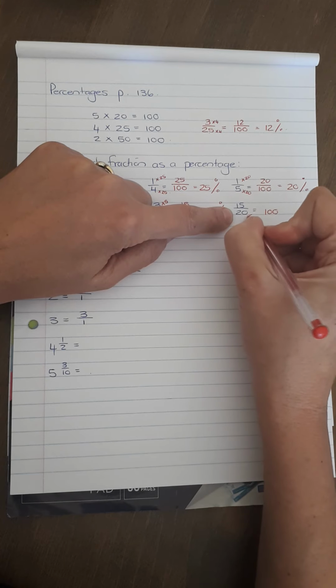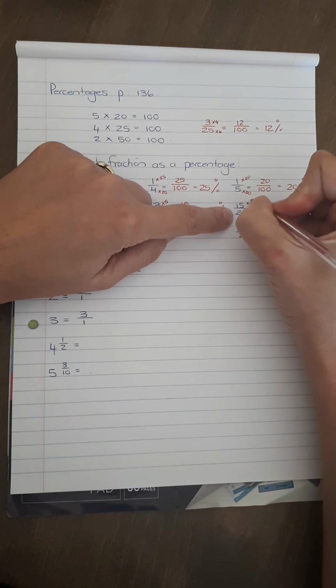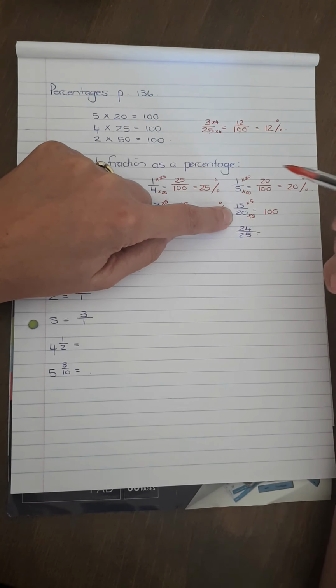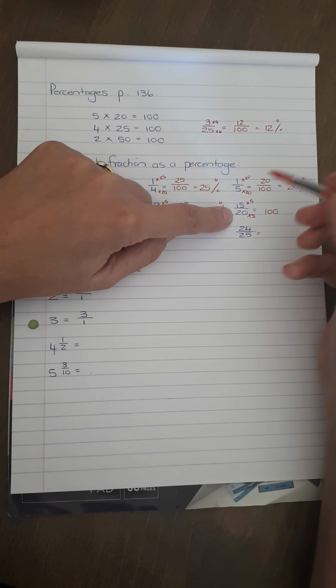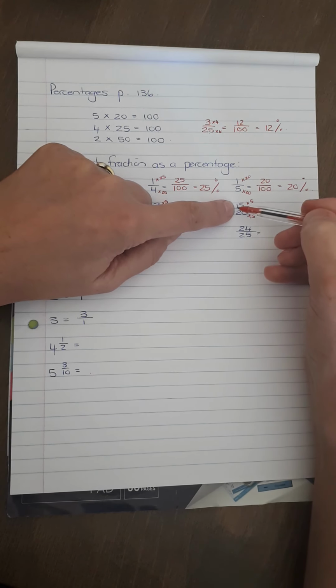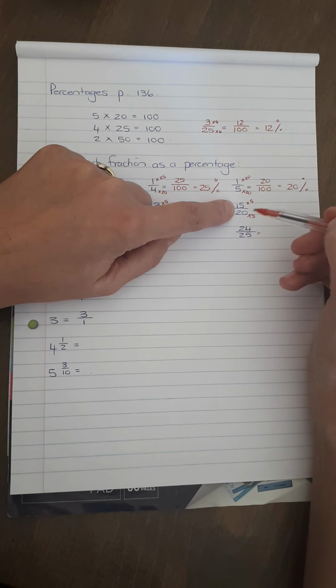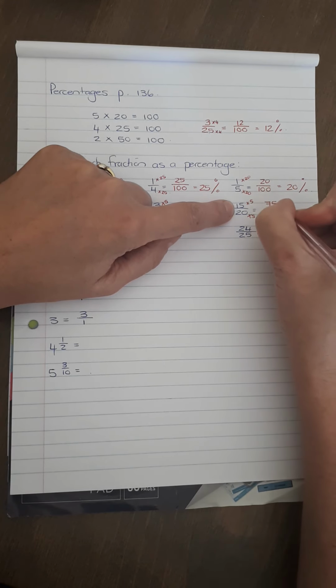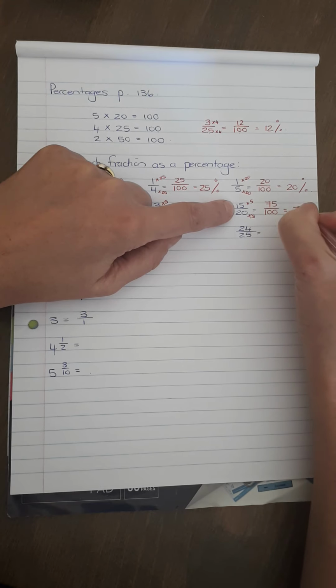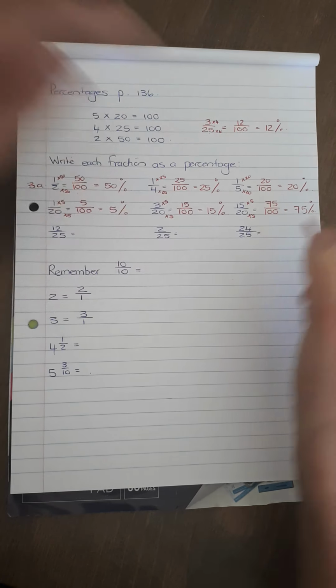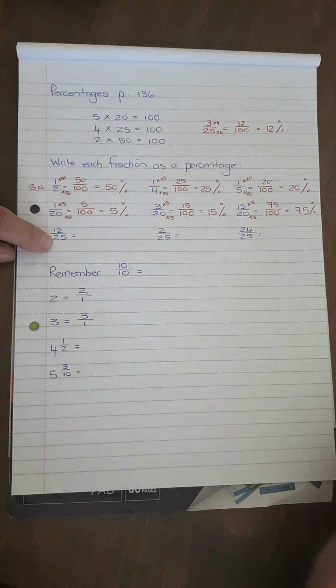Next one, once again, 20 times what will give me 100? 20 times 5, times 5 at the top. Now without doing a long sum and writing it out, I can do this in my head. I say 10 times 5, 50, plus 5 times 5, 25. What is 50 plus 25? 75. Okay, there we go. That's 75%.